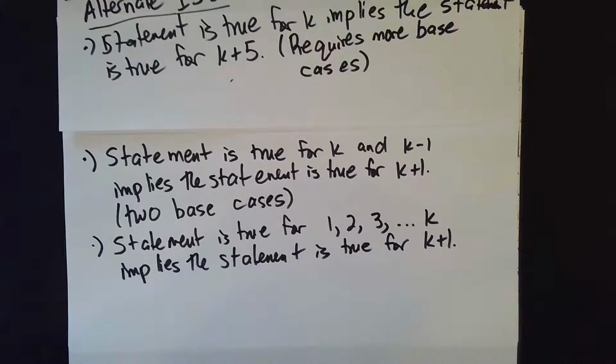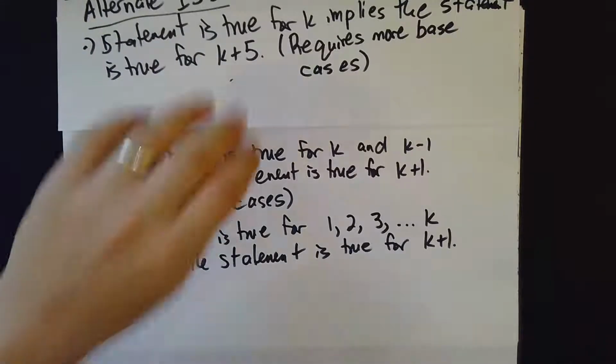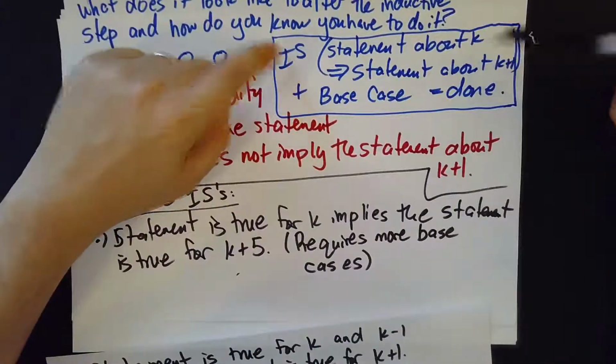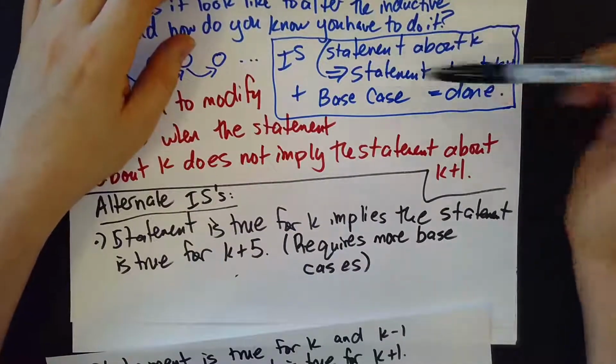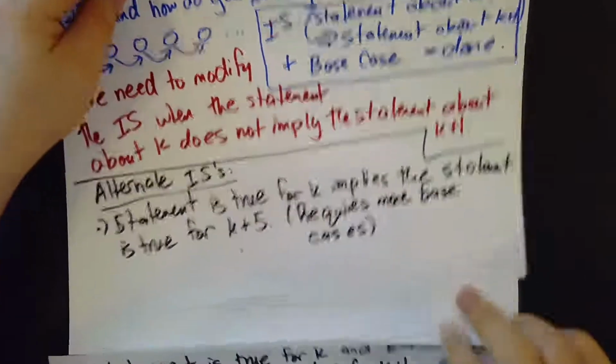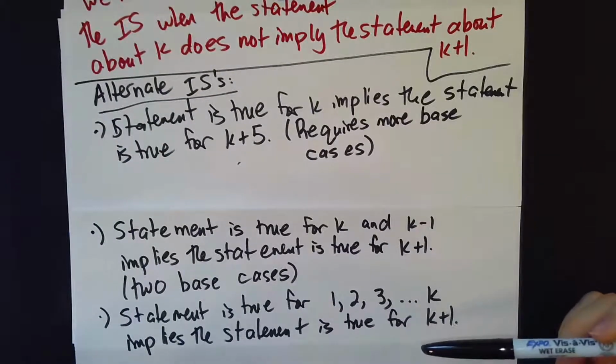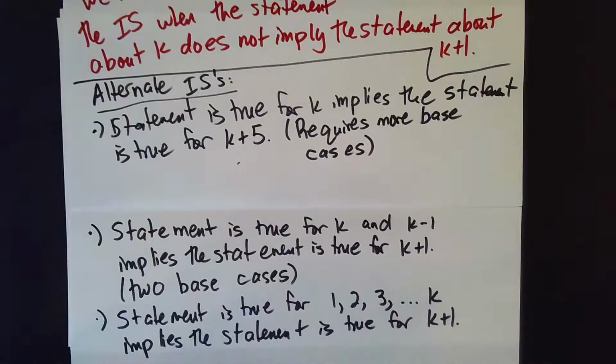And so how do you know you need to modify the inductive step? You need to modify the inductive step, again, when you can't prove the quote-unquote standard inductive step. That is, when you can't prove that the statement about k implies the statement about k plus 1, but you can prove some variation of one of these other things. Okay, questions about alternate inductive steps?